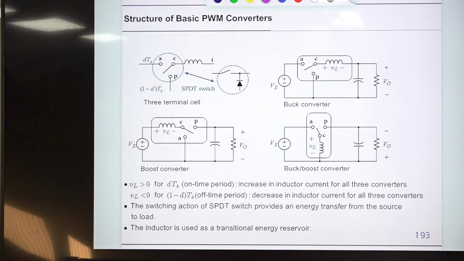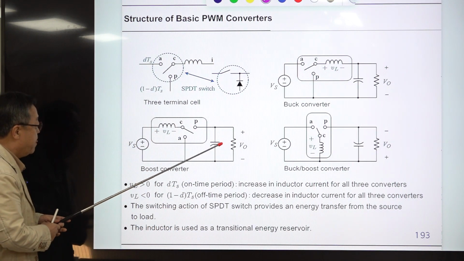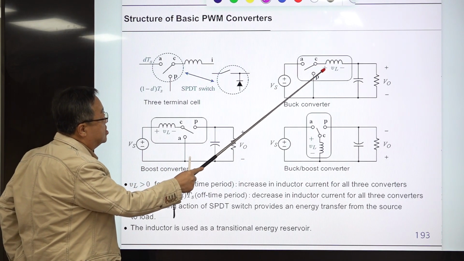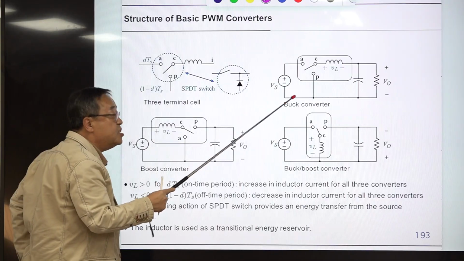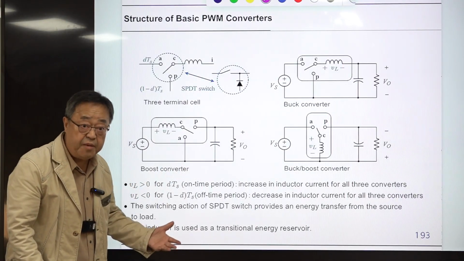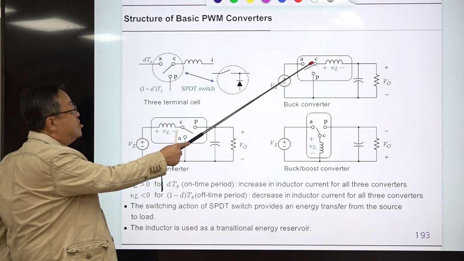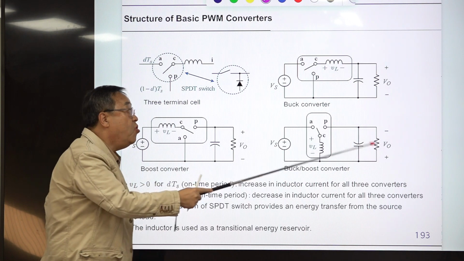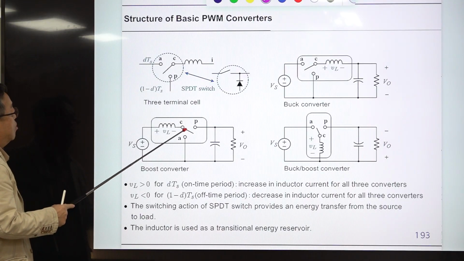Okay, so the common feature of this three-terminal cell is the same in all the three converters, during the DTS, which is the on-time period. For the buck converter, this voltage is this minus this, and this voltage is always lower than this. When the converter is in CCM or DCM, that means this voltage becomes positive. When this switch is connected to this terminal, then this voltage becomes negative VO, so this voltage becomes negative. So that is true for all three cases.